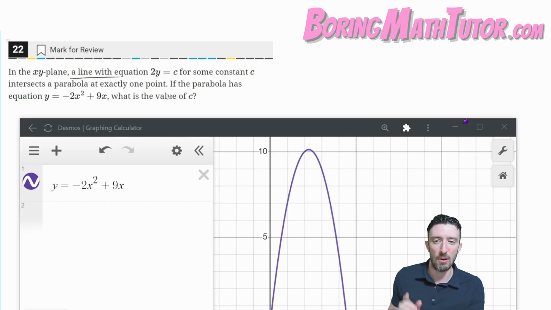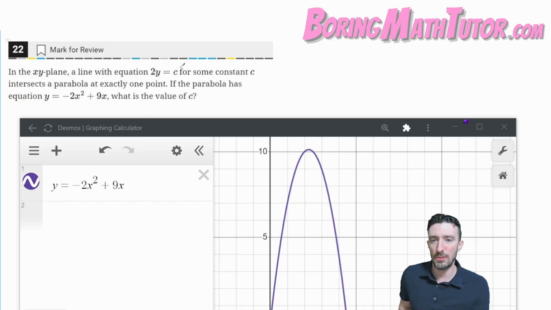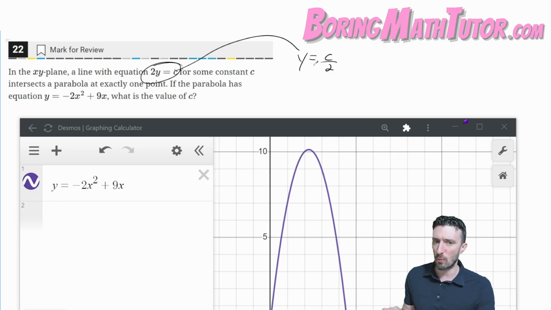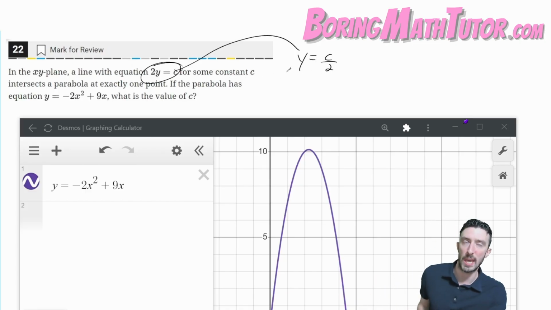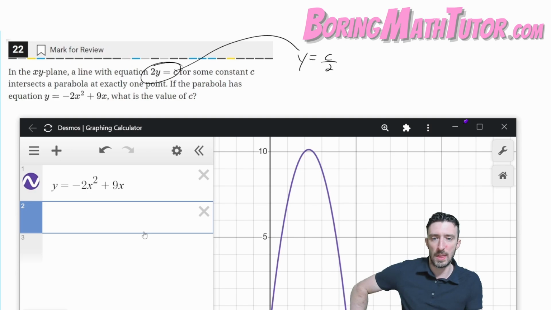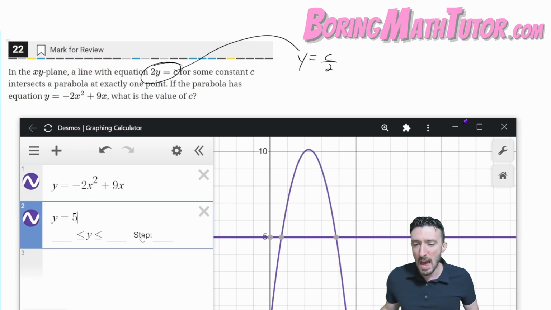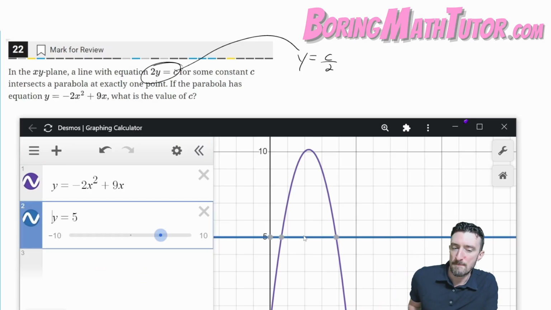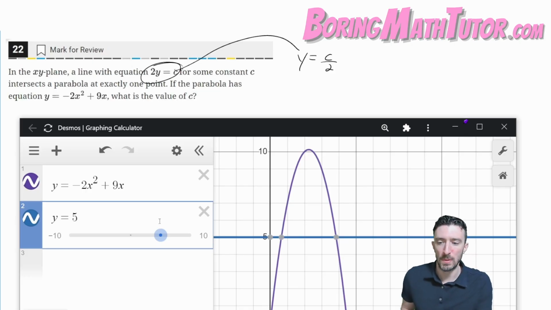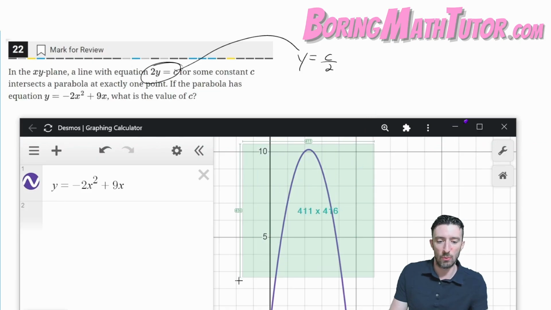Okay, but then they're talking about a line that intersects that parabola at exactly 1 point. But one of the things I notice about this line is that if I solve it for y, I get y equals just some constant. Okay, but whenever you get something that is y equals some constant, let's say it was y equals 5, then that would be a horizontal line. Okay, so now that I know that, let's just take a picture of what's going on with this guy.